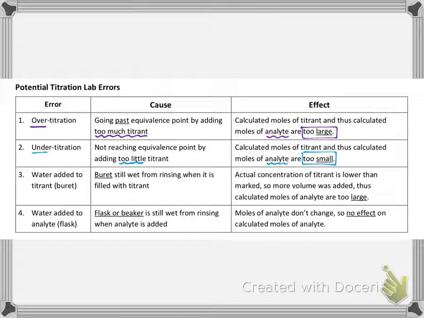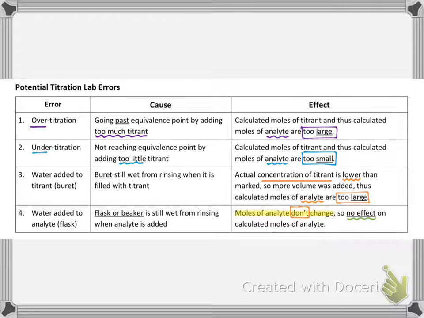Of course, there are many other ways to mess up your titration. Those are just the two most common. If when you're filling your burette, the burette was still wet with water, well, you actually ended up diluting the concentration of your titrant. So you had to add a greater volume than you should have. And it makes it look like you added more titrant than you actually did. So in this case, you actually would calculate moles of analyte that are too large. Of course, if you accidentally add some water to your analyte in the flask, as long as you've already measured it out ahead of time, it doesn't matter if there's extra water because the moles of analyte don't change.